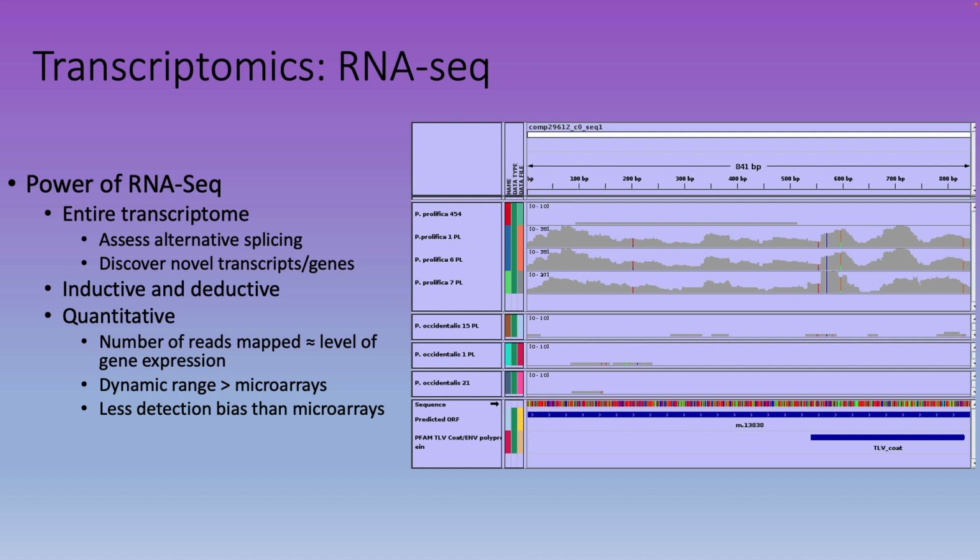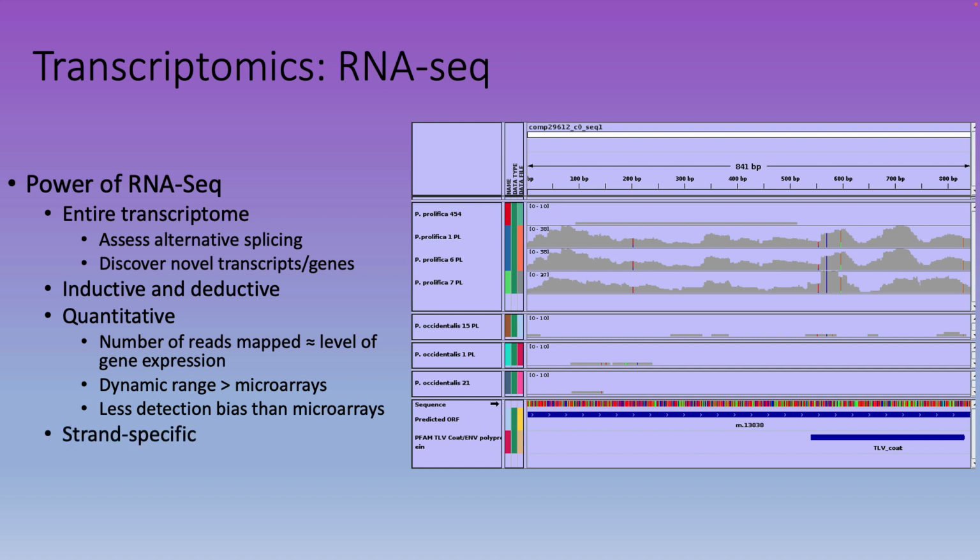Again, one of the other powerful things is that it's quantitative as well. All the reads that we're sequencing we can use as a proxy for level of gene expression. The dynamic range, as we talked about in the papers on dosage compensation, is much better in RNA-seq than for microarrays, and we have less detection bias as well.